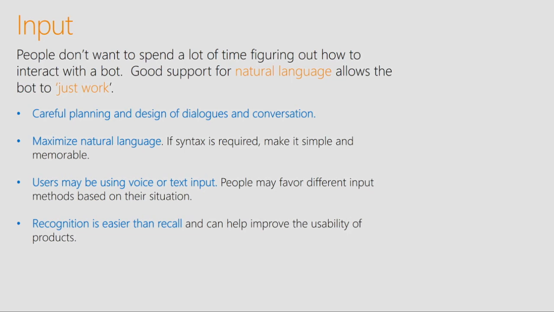Natural language support through something like LUIS, allowing for the bot to just work. I understand the intent of your question. Open the door, unlock the door, right? It's the same thing. I'm trying to get through the door. So allowing bots to just work through natural language processing and intent recognition. Maximize that to the best, the most that you can. The more natural language you can build in, again, the better conversational interface you'll have.